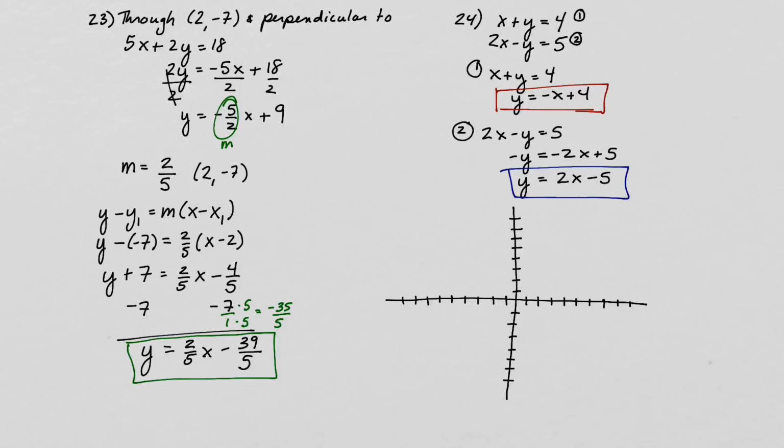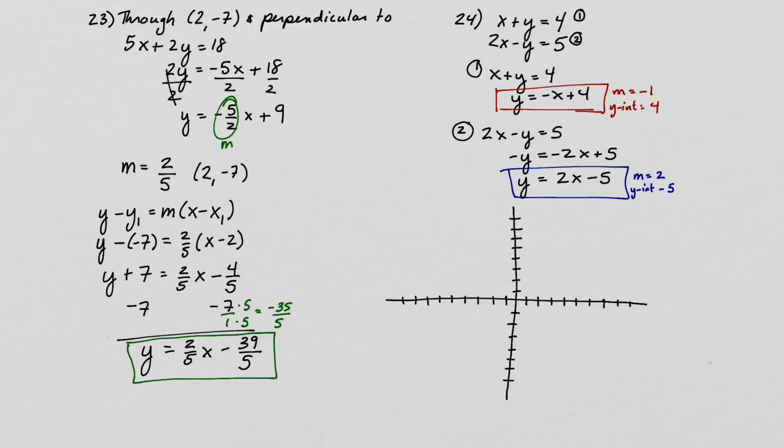So first I'm going to graph the red line. Remember, we were graphing earlier, this is the y-intercept, and then here's the slope. So the slope is negative 1, right? For this problem here, the slope is negative 1, and the y-intercept is 4. For this one, the slope is 2, and the y-intercept is negative 5.